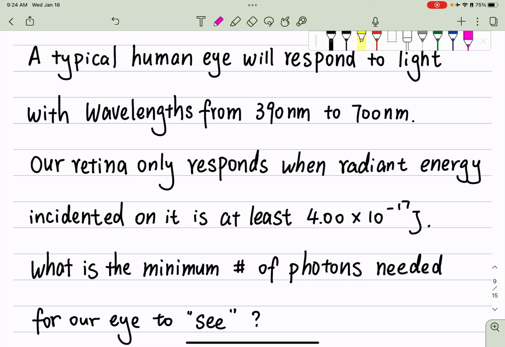We have 3 example questions we can do together. The first question reads: a typical human eye will respond to light with wavelengths from 390 nanometers to 700 nanometers. Our retina only responds when the radiant energy, how much energy the light has, is at least 4 times 10 to the negative 17 joules. The question asks, what is the minimum number of photons needed for our eye to see? How many photons do we need?